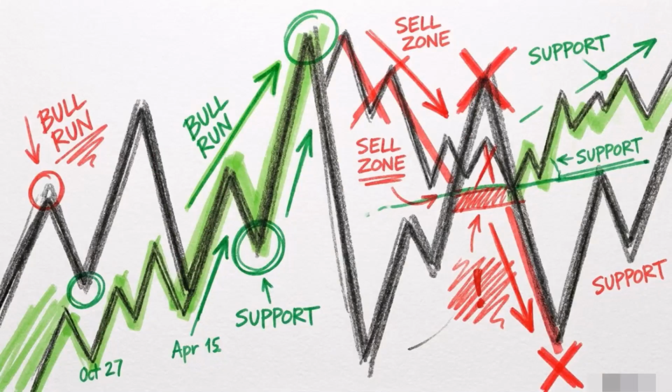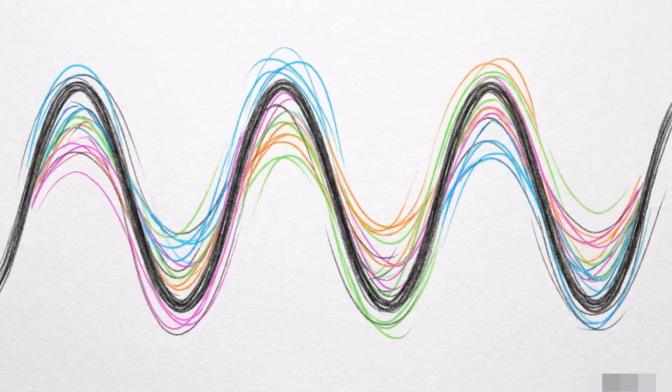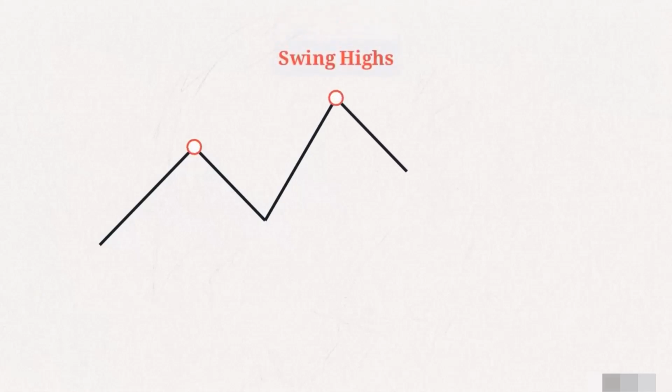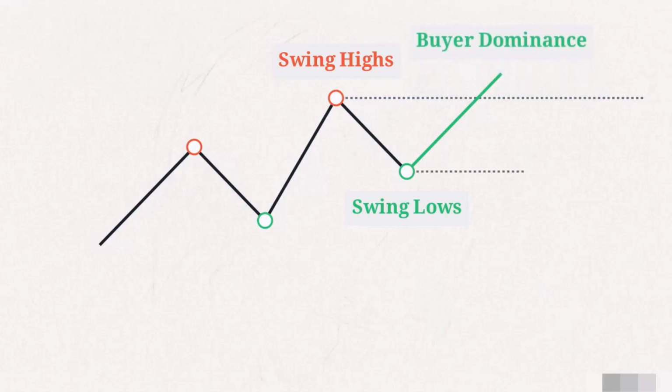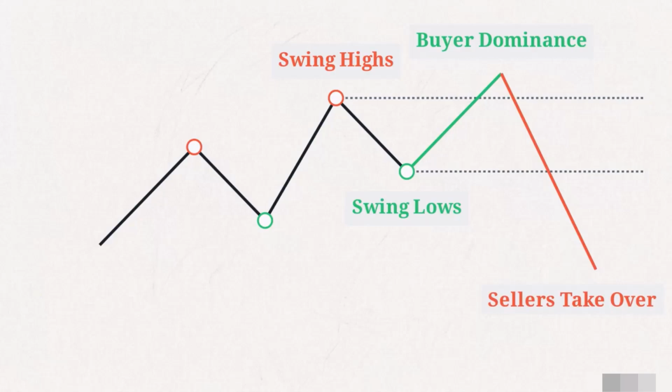Now that we can read a single candle, we need to zoom out. Price rarely moves in a straight line. It moves in waves. This chart highlights the natural rhythm of the market. The peaks, where price tops out, are called swing highs, and the valleys, where it bottoms out, are swing lows. When the price pushes past a previous swing high, buyers are showing dominance. If it drops below a previous swing low, the sellers have taken over.